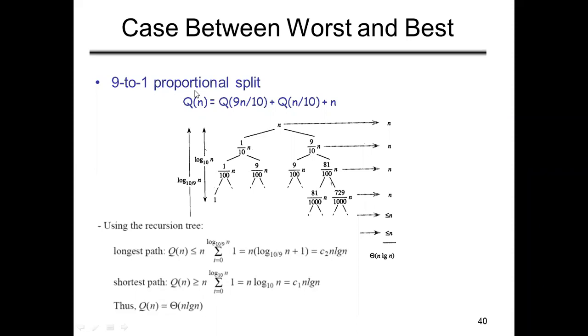Now see the 9:1 proportional split. So this one, using the recursion tree, worst case and best case we have taken. Using the recursion tree, the longest path Q of n and the shortest path Q of n is equal to theta of n log n.